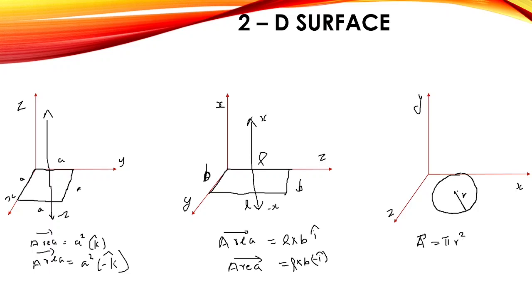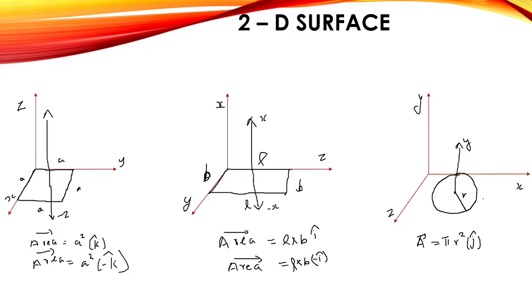And what will be the direction? The direction will be perpendicular to the surface. So this is our surface, that is in the xz plane. Perpendicular means it will be in the y direction. The unit vector of y is j, so you can write it as j cap.